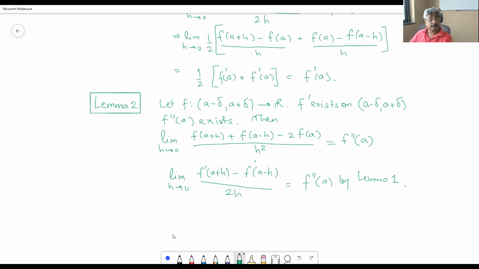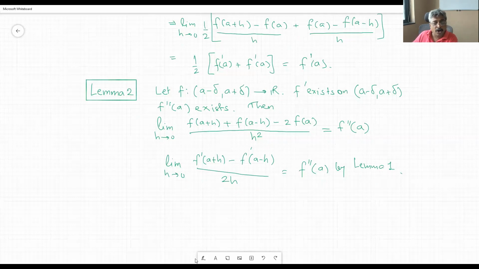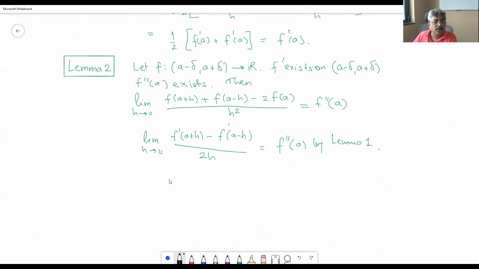Okay, so these two lemmas are there to help us out. Now let us do the setup. What is being given to us? We have got the information about the function. Given function f is convex.